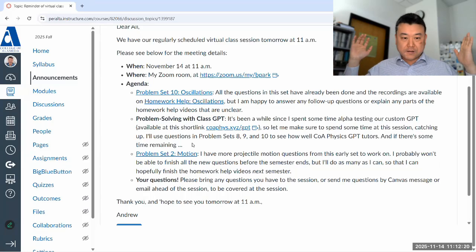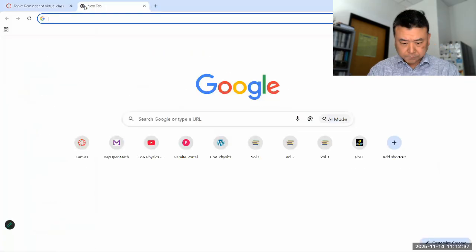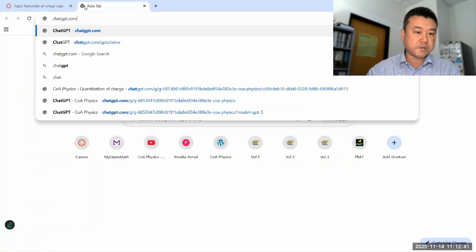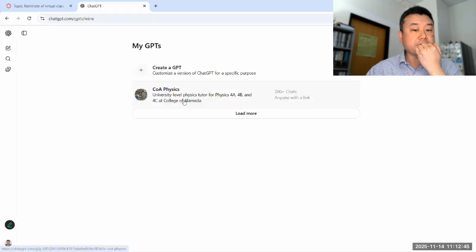So here we're gonna start with the alpha testing of the CoA Physics GPT, so that I can make sure to get this backlog taken care of. I've already updated the CoA Physics GPT a couple of times. In fact, last night I updated it. The course content. So let me open ChatGPT.